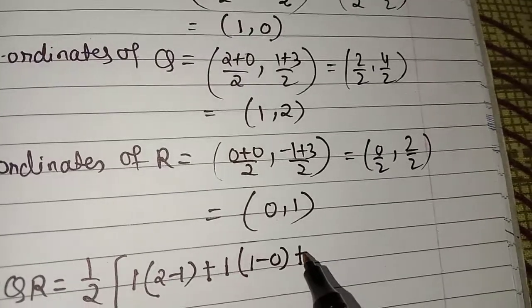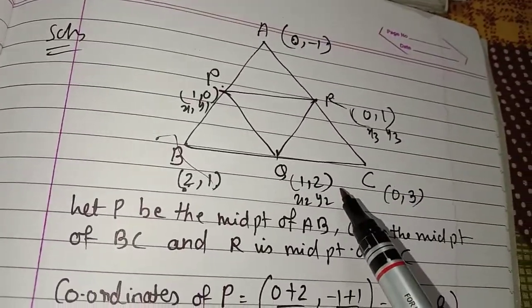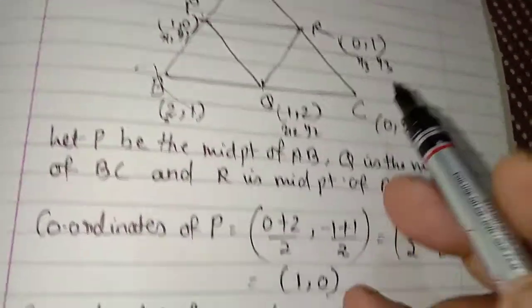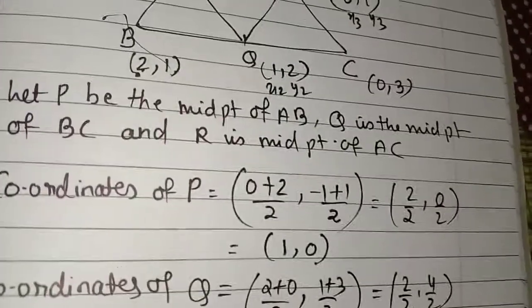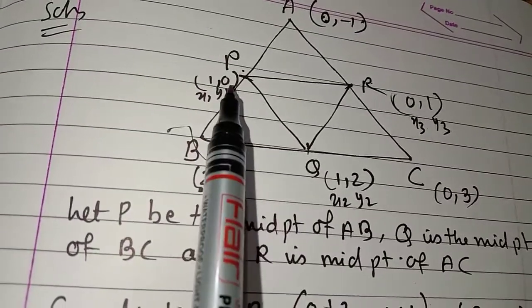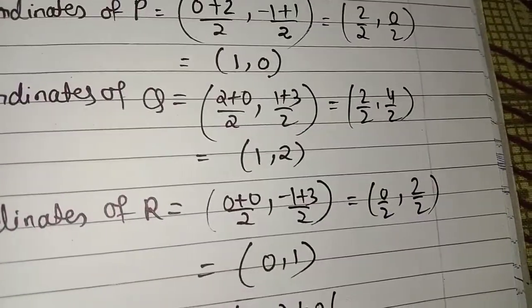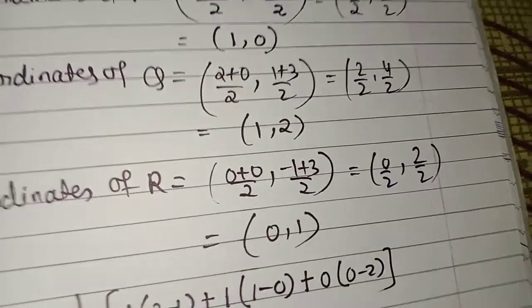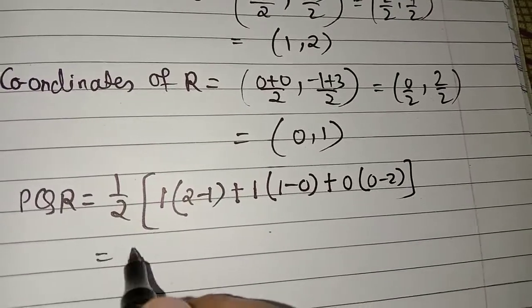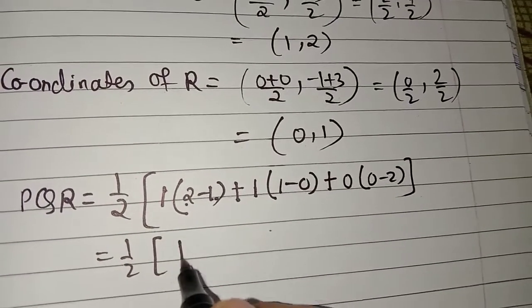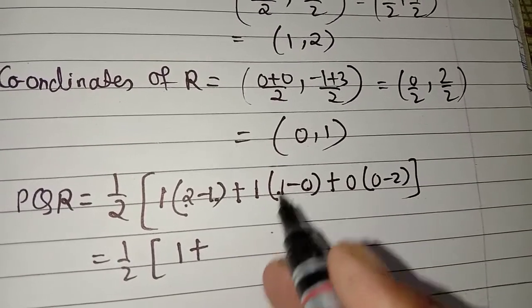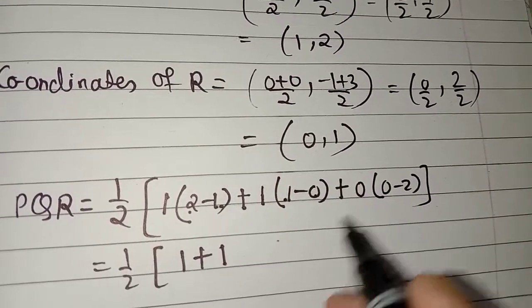And then the third is x3. Can you see here? x3 is 0. Then I will write y1 minus y2. y1 minus y2. 0 minus 2. So then it is 1 by 2. 2 minus 1 is 1. 1 plus 1 minus 0 is 1. And here it will become 0.